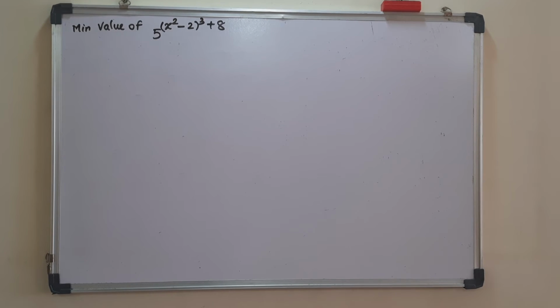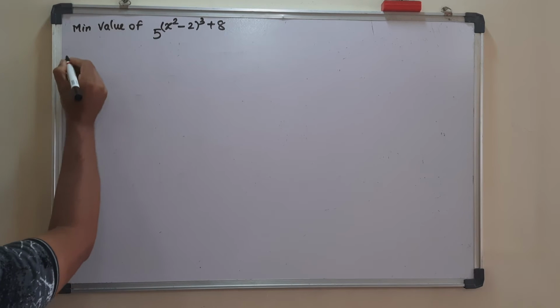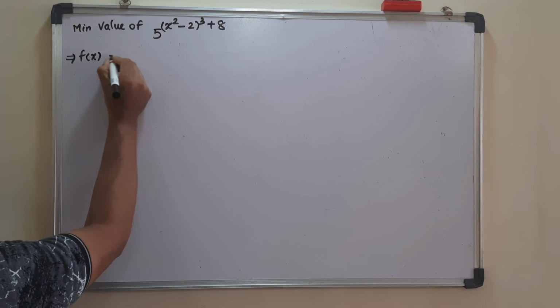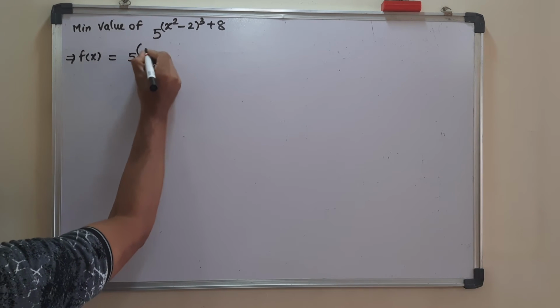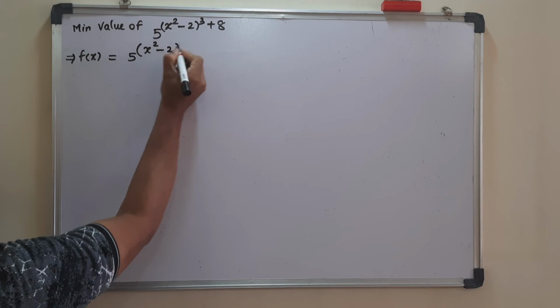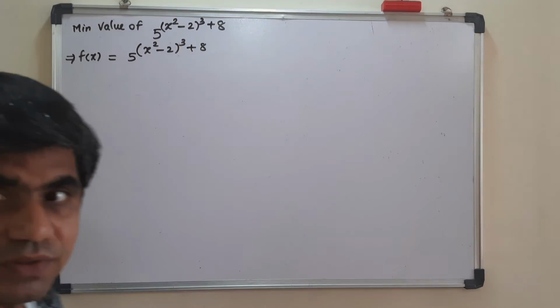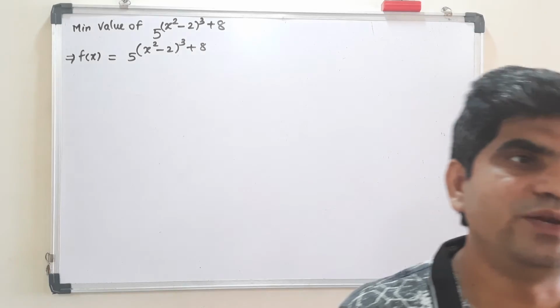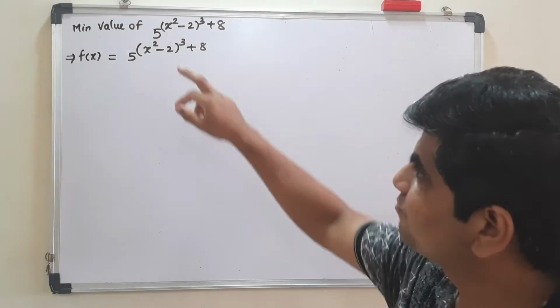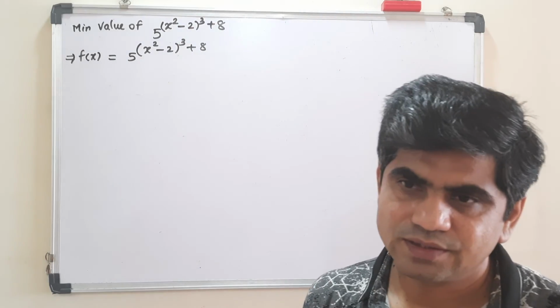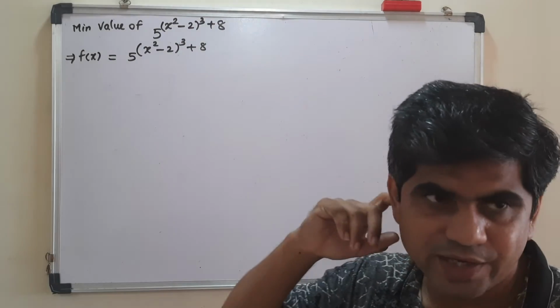let us find the minimum value of this particular function which is given to you. The function of x is given as 5 raised to (x square minus 2) the whole cube plus 8. Now this function will have minimum value. When will it have minimum value? This is 5 raised to something, so it will have minimum value.